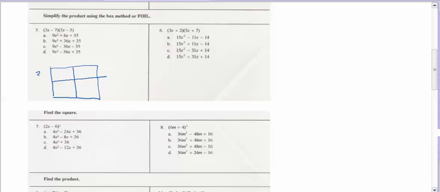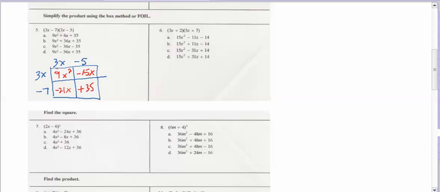So we have 3x minus 7 on one side and 3x minus 5 on the other side. Okay, then you're going to multiply it. 3 times 3 is 9, x times x, x squared. 3 times negative 5 is negative 15x. 3 times negative 7 is negative 21x. And then negative and negative is positive 35.